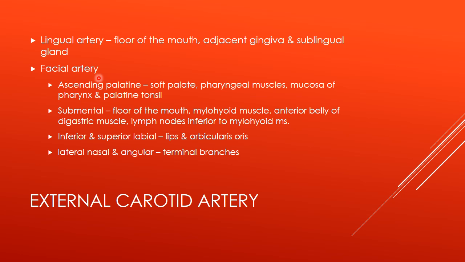General anatomy teaches us that blood vessels and nerves come in threes. If there is a lingual artery, there is also a lingual vein, and there is a lingual nerve, the three being parallel in their course and supplying and draining the same structures. The lingual artery is the first branch of the external carotid artery, and like the lingual nerve, it supplies the floor of the mouth, the adjacent gingiva, and also the sublingual gland.